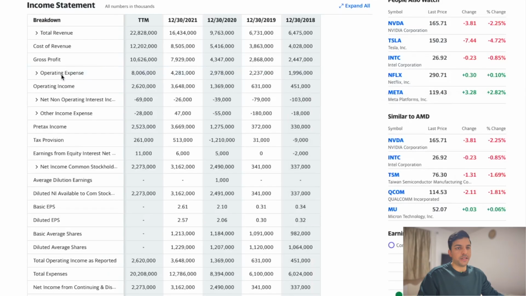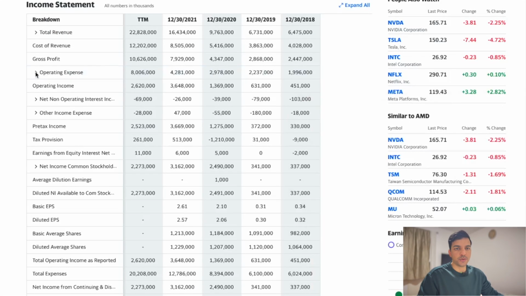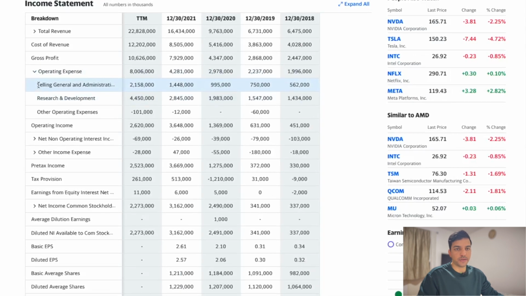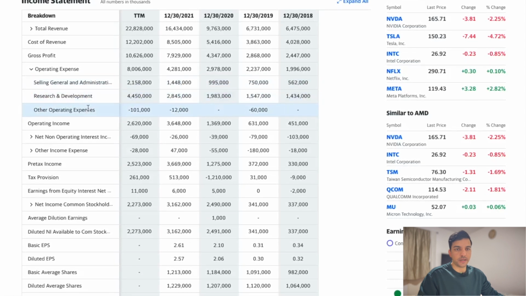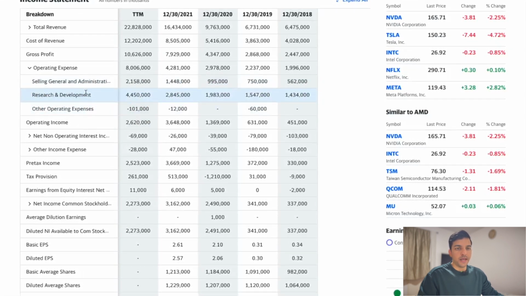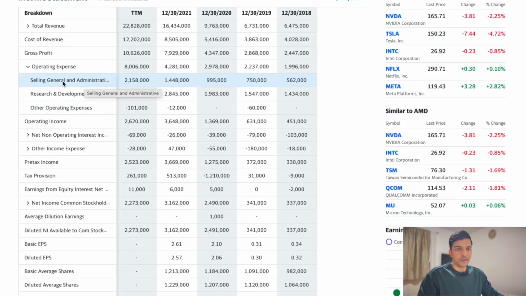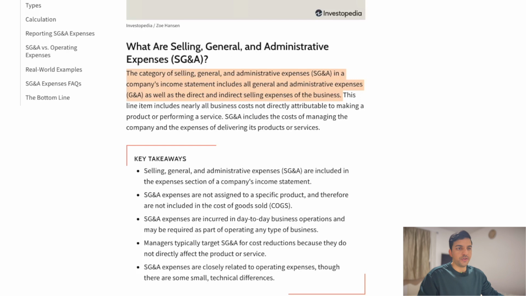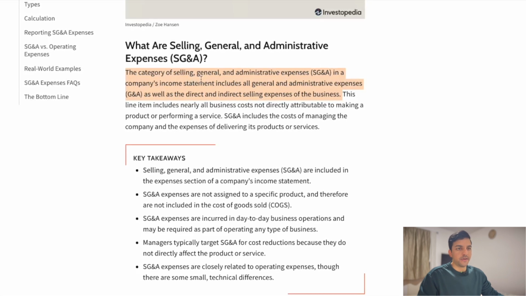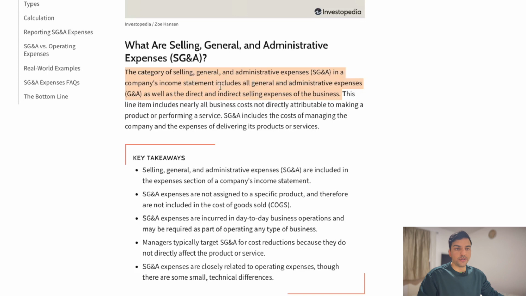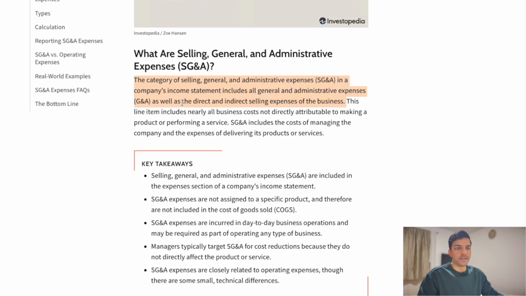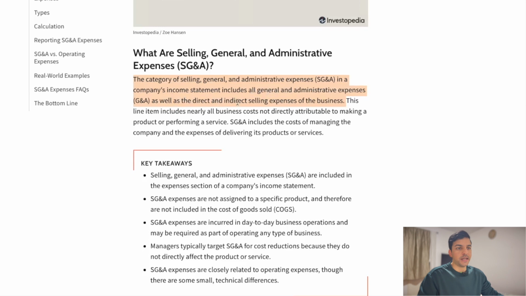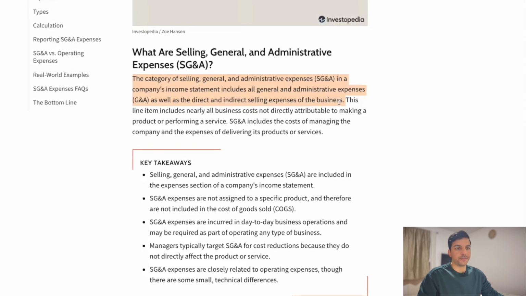The next term is the operating expenses. Operating expense is divided into three categories: one is selling, general and administrative expenses, the second is research and development, and the third is other expenses. First, if we look at the definition of selling, general and administrative, this category includes all general and administrative expenses, as well as the direct and indirect selling expenses of the business.